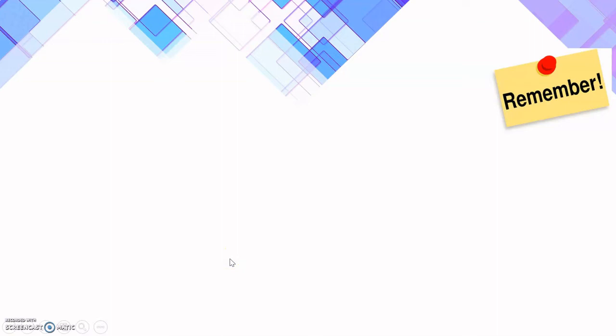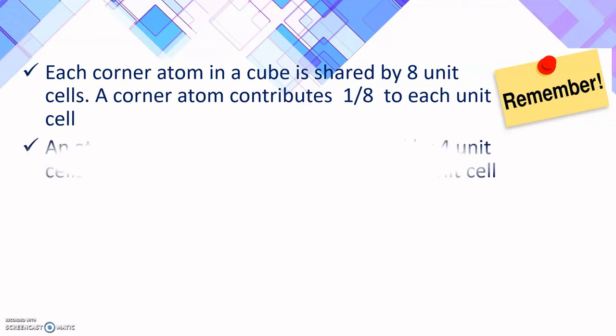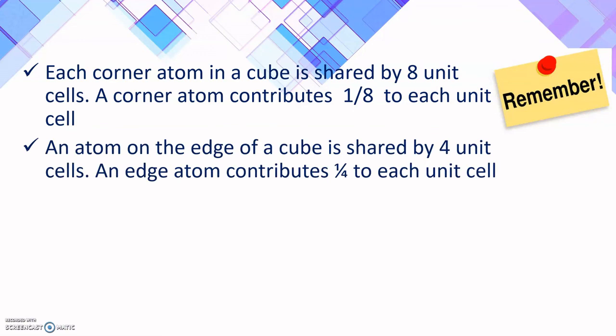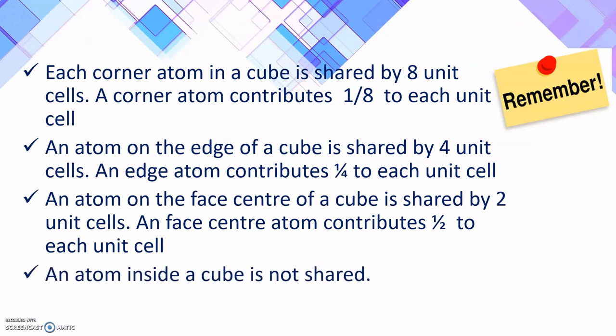Let's summarize what we have studied just now. Each corner atom in a cube is shared by 8 unit cells. A corner atom therefore contributes 1 by 8 to each unit cell. An atom on the edge of a cube is shared by 4 other unit cells. An edge atom contributes 1 by 4 to each unit cell. An atom on the face center of a cube is shared by 2 unit cells and therefore it contributes 1 by half to each unit cell. An atom inside a cube is not shared at all.